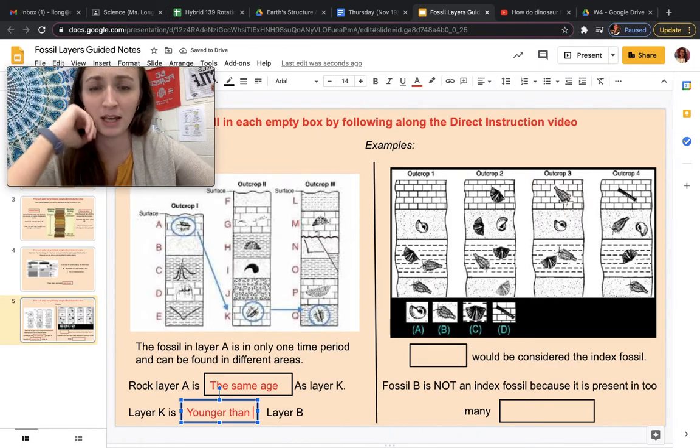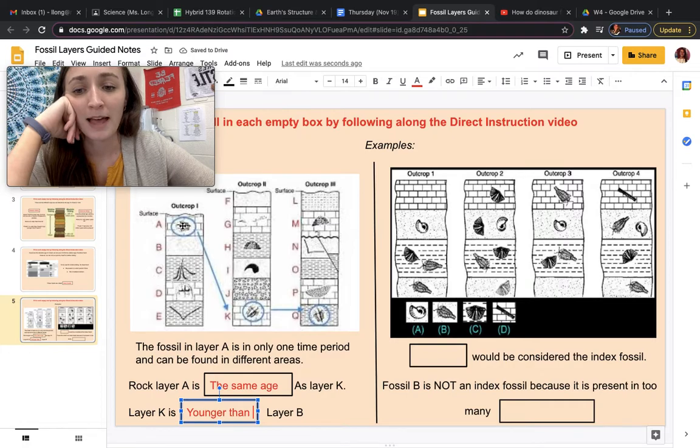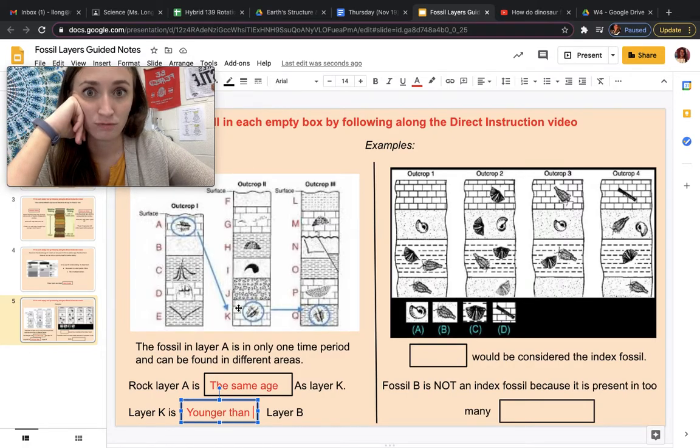So let me say that again. Layer A and K are the same age. Since they are the same age and layer A is younger than layer B, we know that layer K is also younger than layer B.